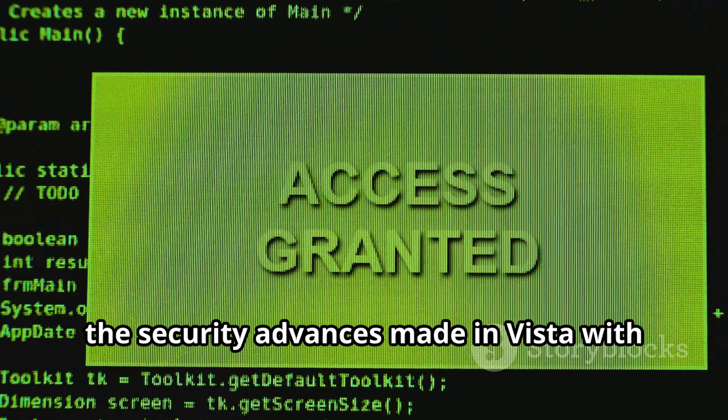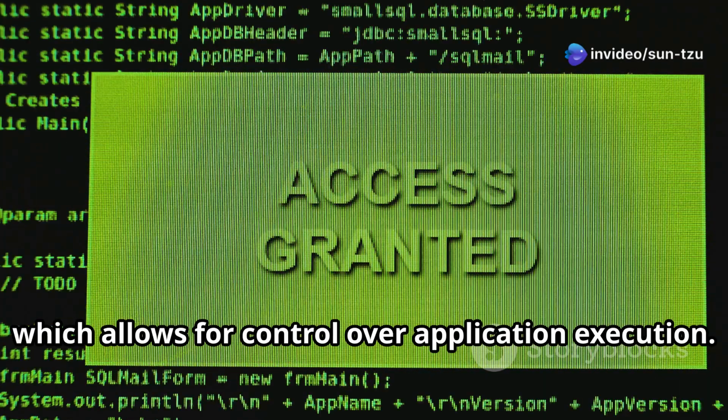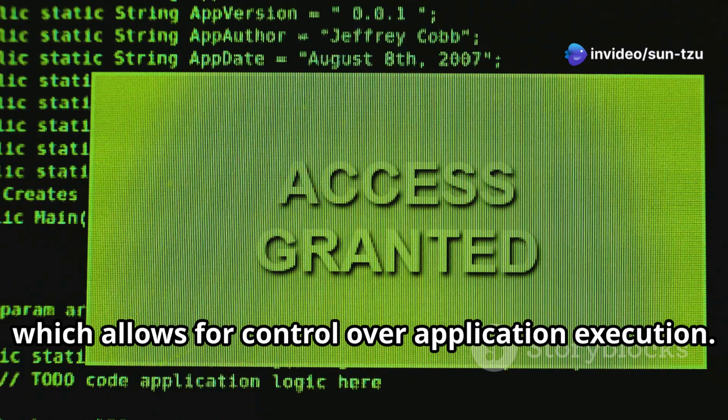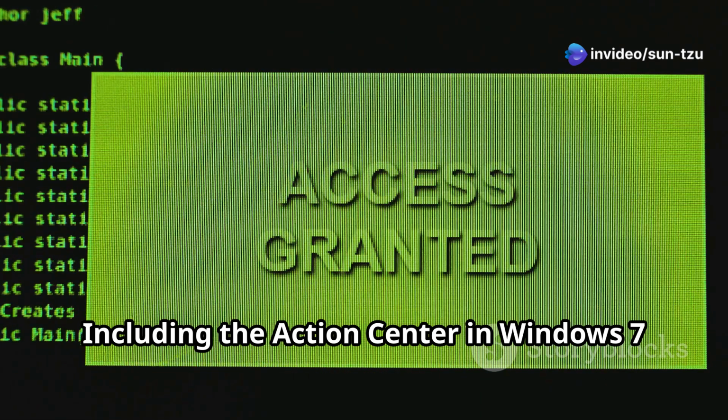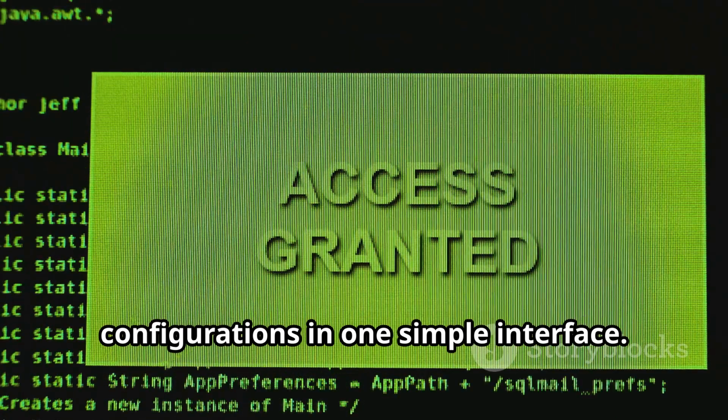Windows 7. Windows 7 builds on the security advances made in Vista with the introduction of a blocker, which allows for control over application execution. Including the Action Center in Windows 7 allows users to view potential configurations in one simple interface.